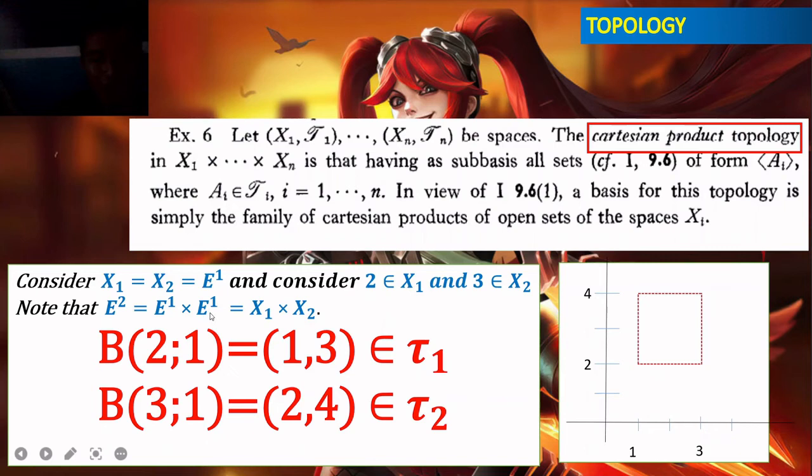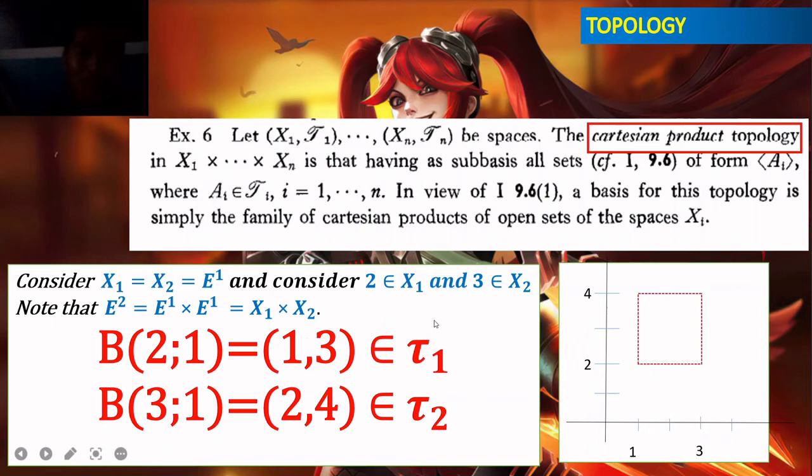So, our X1 cross X2, which is E1 cross E1, is equal to the Cartesian plane. So, the Cartesian plane is the shape they form. Okay, now, the ball containing 2 with radius 1. So, this is the open interval, which is an element in tau 1. Right? It's easy, as long as it's on the real number line.